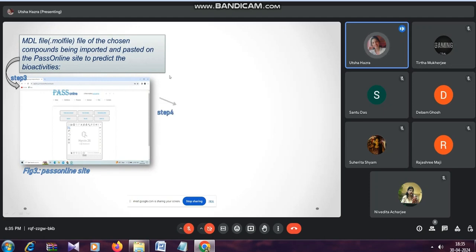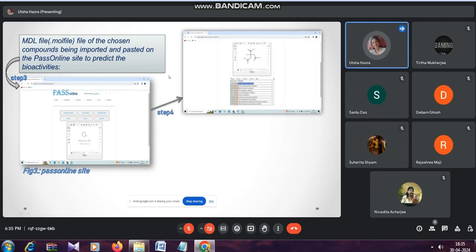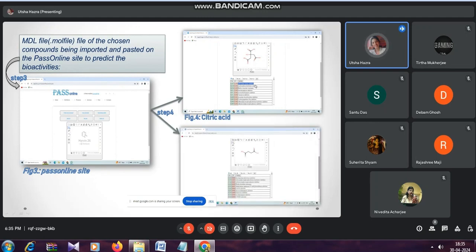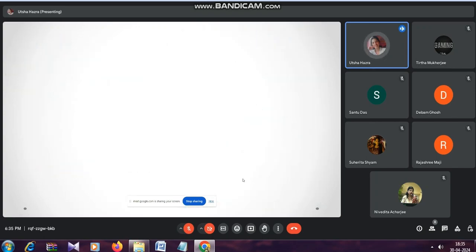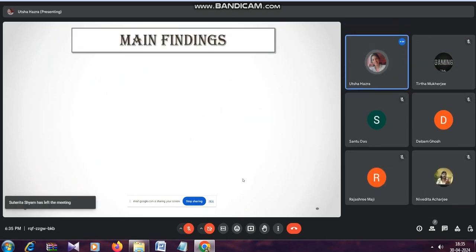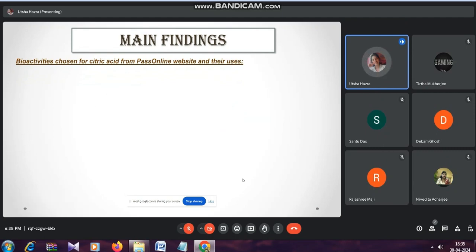After that, we come to the next step, the predictions made. This is the structure of citric acid and the predictions. Then, similarly, I have done succinic acid also. This is the figure of succinic acid and the predictions regarding the bioactivities. Then we come to the next slide, the main findings. These are the bioactivities chosen for citric acid from the PASS Online website and their uses.